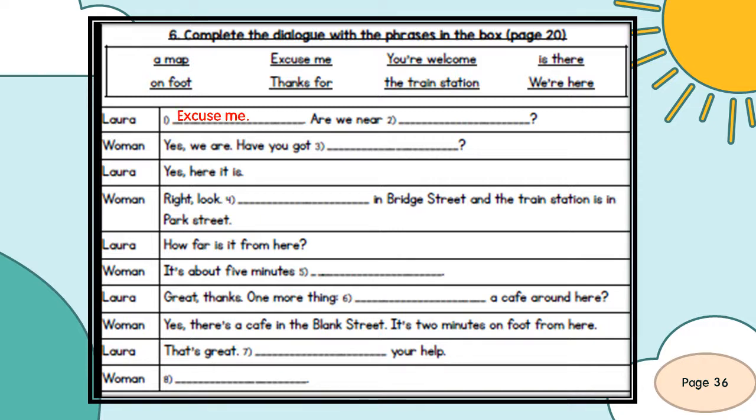Excuse me, are we near the train station? Yes, we are. Have you got a map? Yes, here it is. Right, look. We are here in Bridge Street and the train station is in Park Street. How far is it from here? It's about 5 minutes on foot.